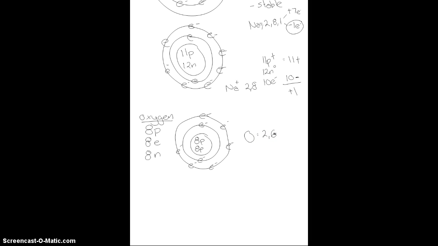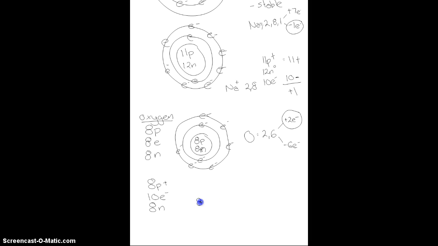So in order to get a full shell, oxygen has two options. It can either gain 2 electrons or subtract 6 electrons. It is much easier for oxygen to gain 2 electrons, so that is what it does. So if we were to redraw that, oxygen still has 8 protons. It now has 2 more electrons, so it has 10 electrons, and still has 8 neutrons.